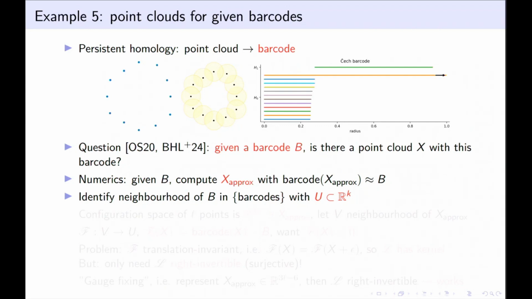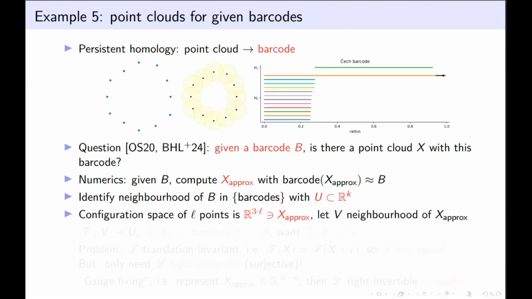Good. Then we also have to identify our domain with some Euclidean set. Our domain is the configuration space of point clouds. Let's say we have L points, then the dimension of the configuration space is 3L, because you can move around every point in 3 directions. Our approximate solution point cloud can be identified with a point in this space, and let's call V a neighborhood of this X approx.